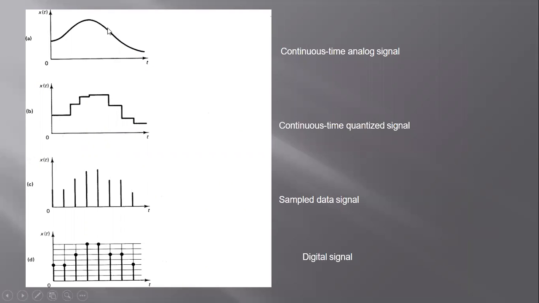Simple graphs for a continuous time analog signal will look something like this. For a continuous time quantized signal, where we had seen quantization earlier, will look like this. A sampled data signal would be something of this nature, and a digital signal is of something of this nature, will have a specific value.